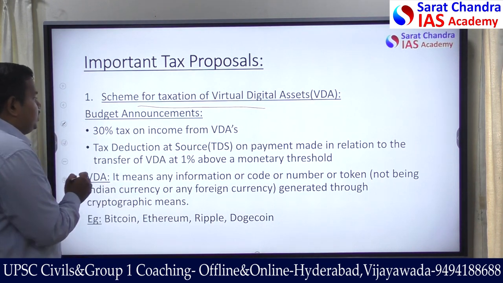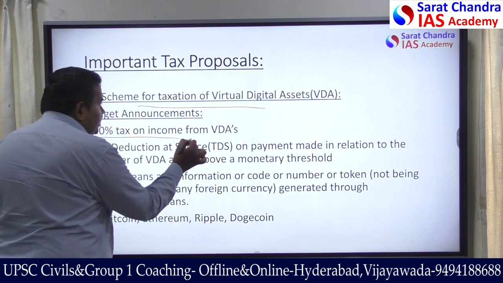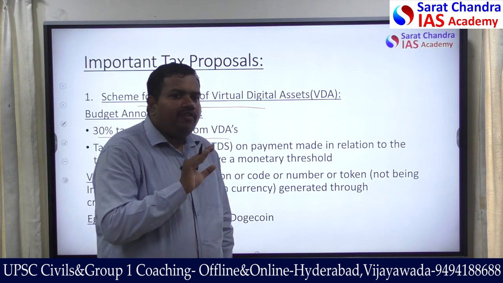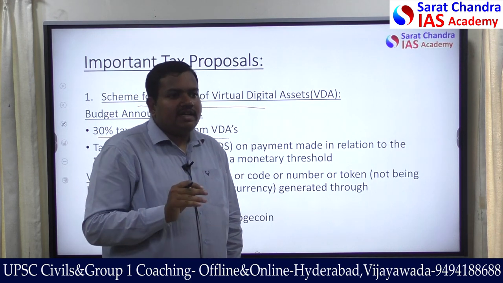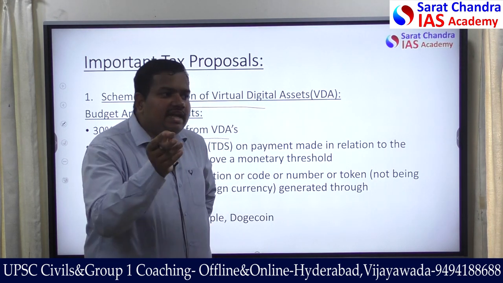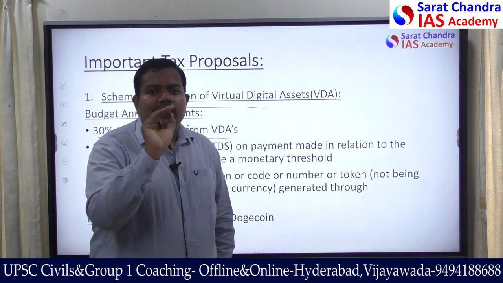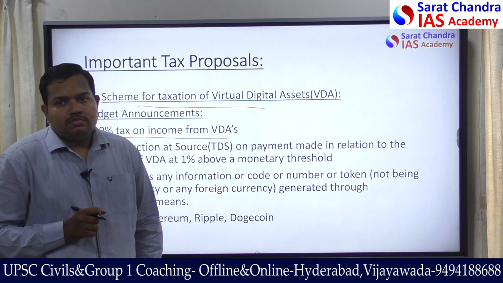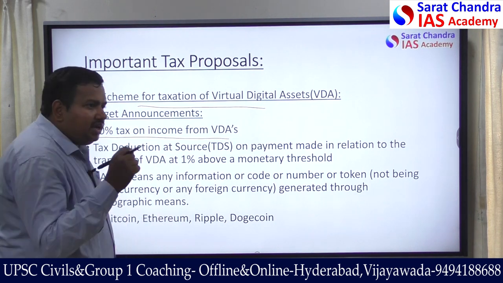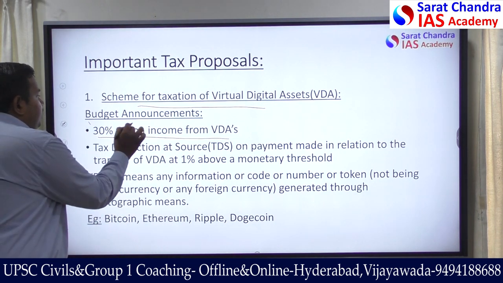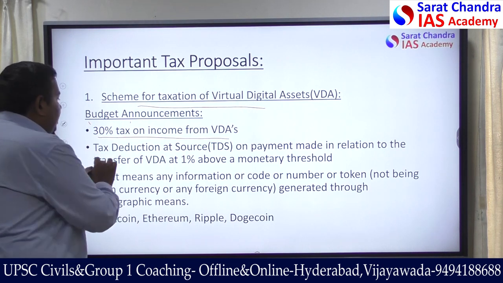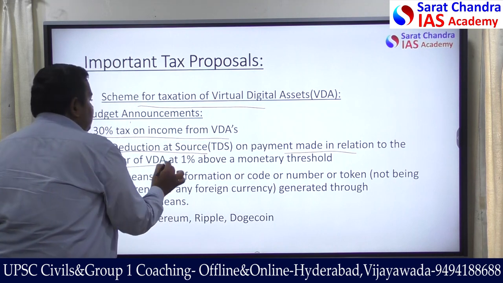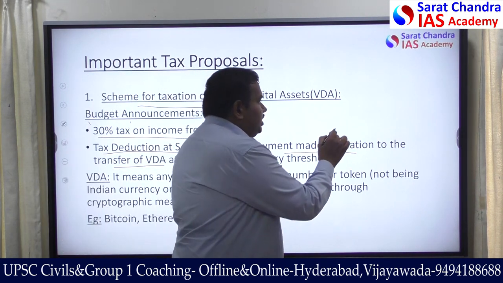So what is the budget announcement? 30% tax on income from virtual digital assets. That means because of holding some virtual digital asset like a Bitcoin, you will be getting some income. On that income, the government is going to impose 30% income tax. Whatever income you earn from them, 30% tax will be imposed. Similarly, tax deduction at source on payment made in relation to the transfer of a virtual digital asset.